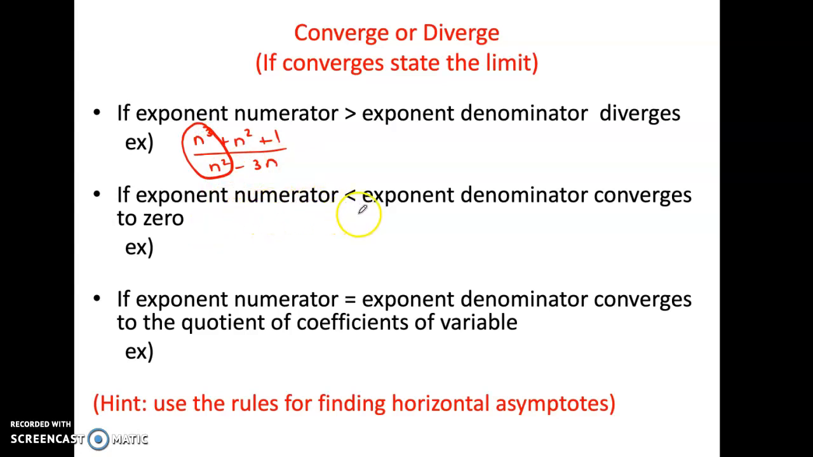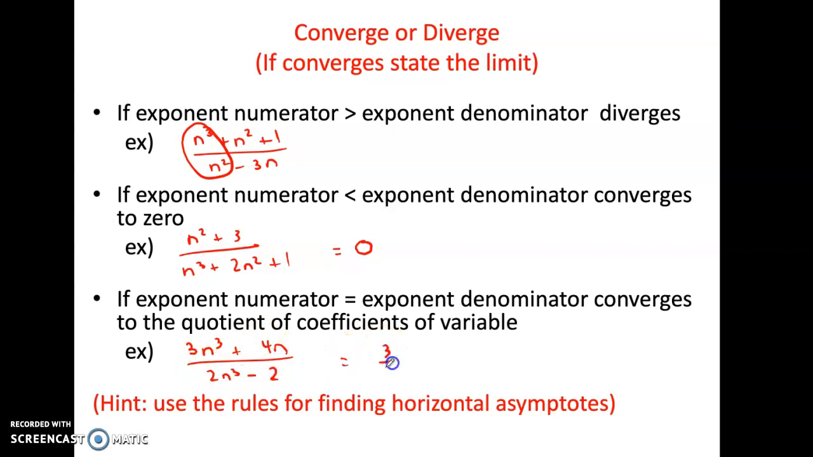If the exponent of the numerator is less than the exponent of the denominator, so for example, if we have n squared plus 3 over n cubed plus 2n squared plus 1, this is less than that, then it's going to converge to 0. And if the exponents are equal, something like 3n cubed plus 4n over 2n cubed minus 2, it's going to converge to 3/2. It's the same rules as finding the horizontal asymptotes.